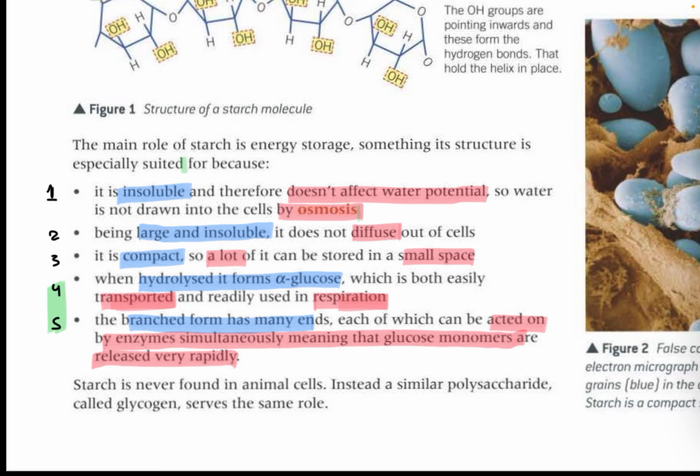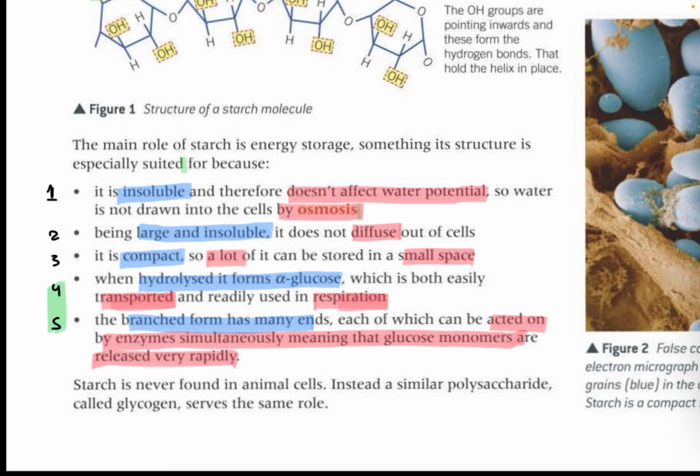So it is insoluble, so it doesn't affect the osmotic gradient of the cell, meaning water isn't going to be drawn into the cell, and the cell won't swell up. The second adaptation is that it won't diffuse out of cells because it is insoluble, and also it's large, and diffusion is a lot easier with smaller molecules.